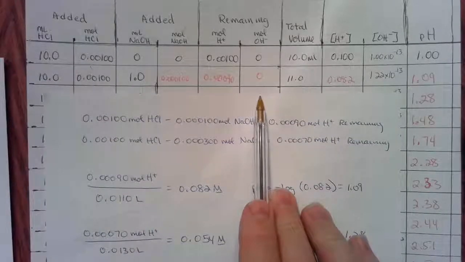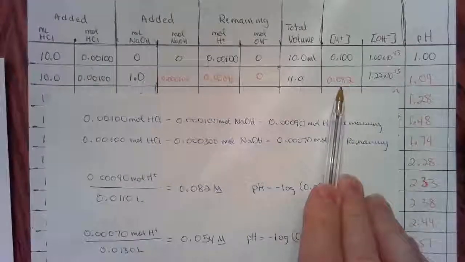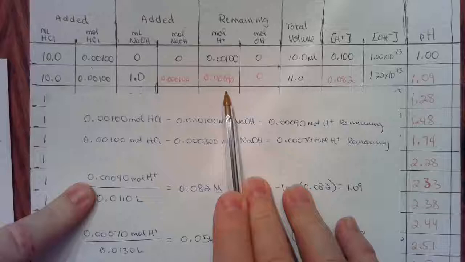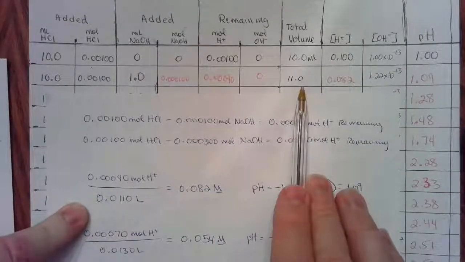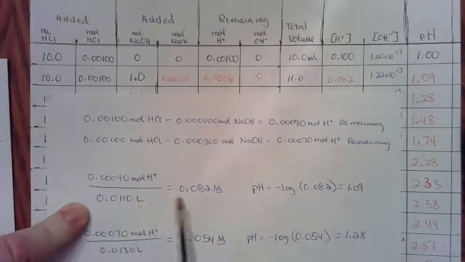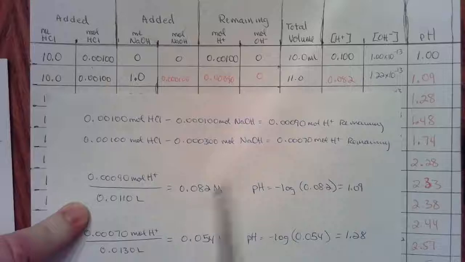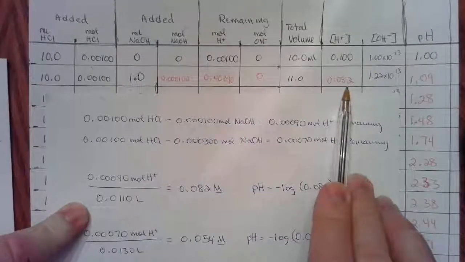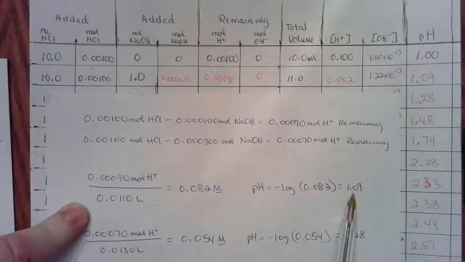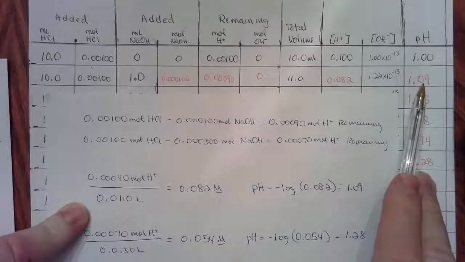Okay. So, how do I get the hydrogen ion concentration from there? I'll take my number of moles of hydrogen ion, 0.009, divided by the volume in liters, 11 milliliters is 0.0110 liters. I get a concentration of 0.082, which I enter right here. And I take the negative log of that to get my pH, 1.09, enter that right there.